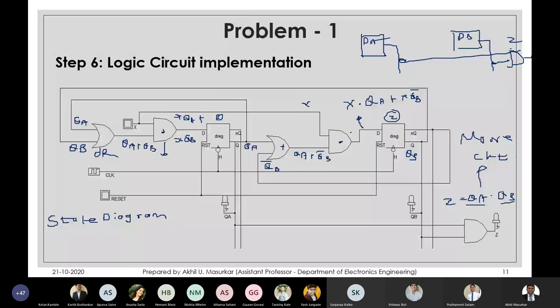Now in the exam, sometimes they will give you a state diagram and ask you to implement it with D as well as JK, or T and JK, or T and D. So they will tell you to implement the same circuit using two different flip-flops. That is the next problem. Our next problem is based on that.